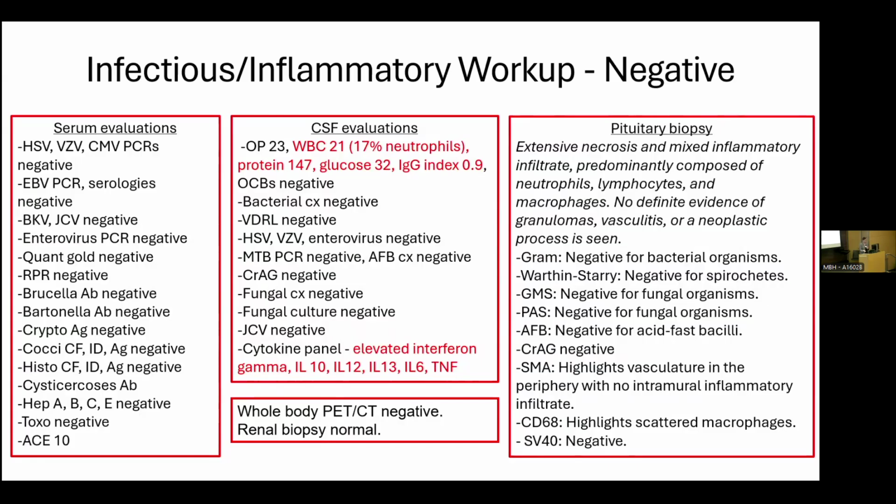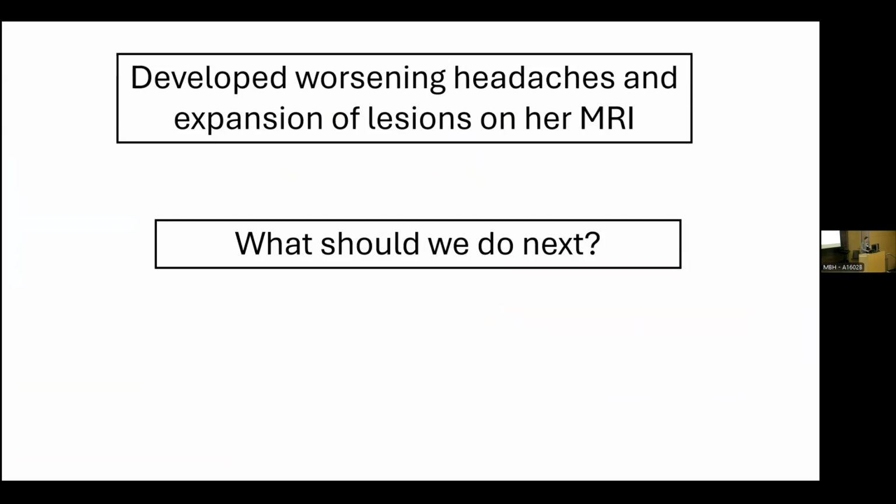We even went forward with doing a pituitary biopsy, which showed non-specific inflammatory changes, but at the same time, a full targeted infectious workup in the pituitary was negative as well. As we were still doing workups and trying to figure out what to do next, hemming and hawing, she actually started to clinically worsen. So she developed worsening headaches and expansion of her lesions on her MRI. And so we're kind of stuck asking, what should we do next?